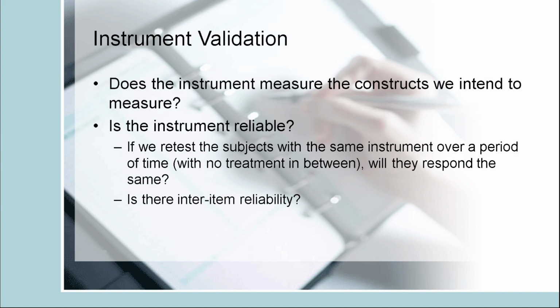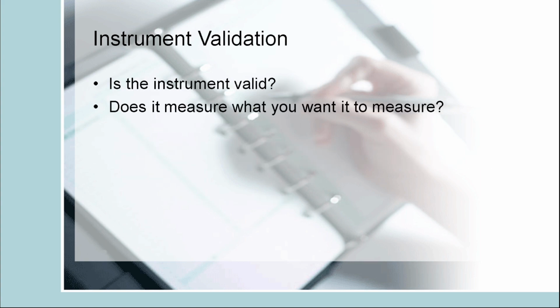And then is there inter-item reliability? That means, is the content of every question validated or checked, or is there an item analysis of each of the questions you have included in your survey instrument? So when you say survey instrument or instrument validation, it concerns the content and the validity of the questions in your questionnaire. So is the instrument valid? Does it measure what you want it to measure?